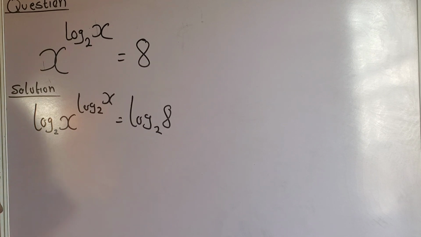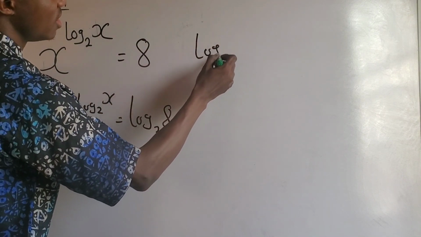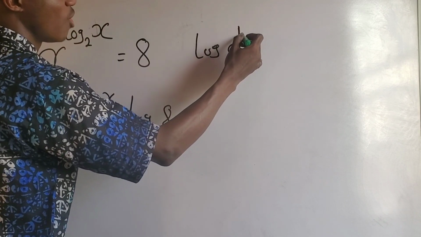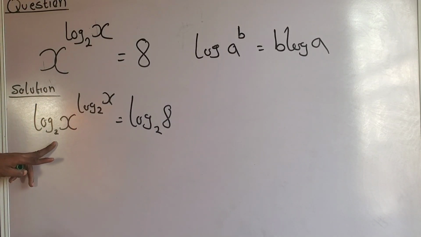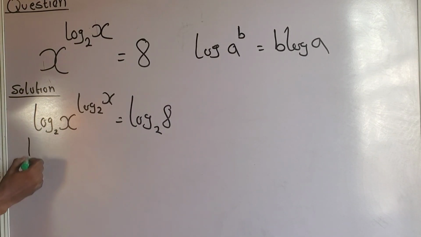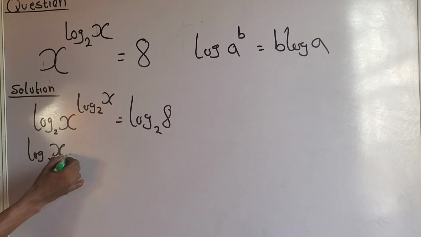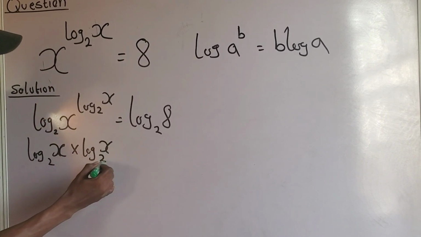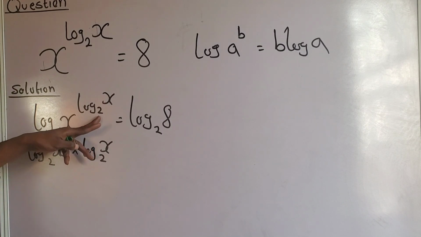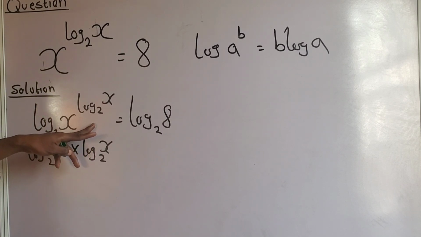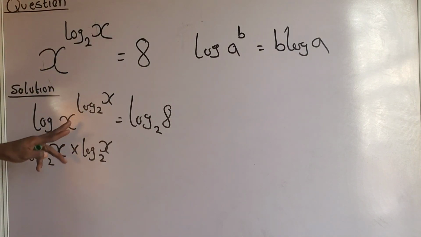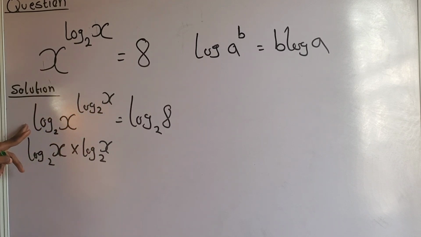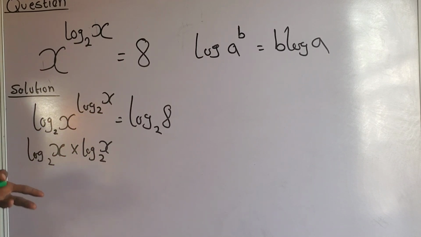Now, if you have the log of a power, for example, log a to the power of b, it can be written as b log a. You understand? So, if you have a logarithm to a power, you can rewrite this as log x base 2 multiplied by log x base 2. That is, the log of a power is the product of that power and the log. So the same thing I did here: this log x base 2 multiplied by this log x base 2, because I have taken the logarithm of both sides. Do you understand?